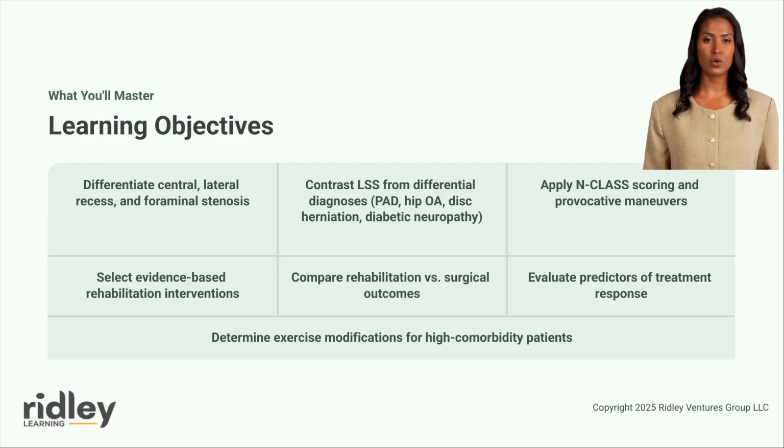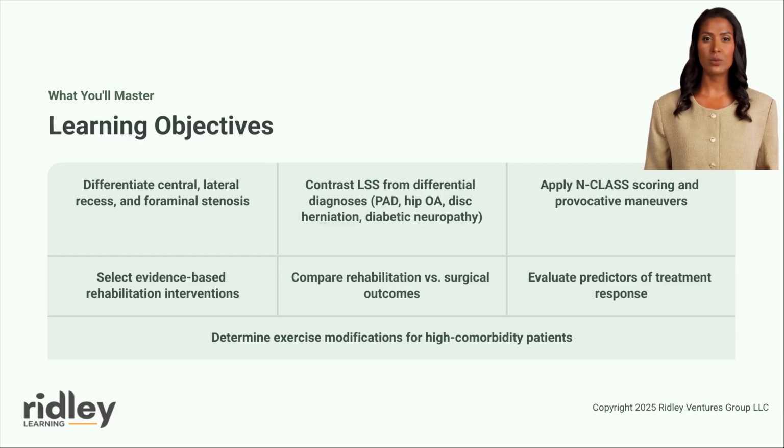Upon completion of this course, you will be able to accomplish 7 specific learning objectives. First, you will be able to differentiate between central canal stenosis, lateral recess stenosis, and foraminal stenosis based on anatomical location, pathoanatomical features, and characteristic clinical presentations. Second, you will be able to contrast lumbar spinal stenosis from key differential diagnoses, including peripheral artery disease, hip osteoarthritis, lumbar disc herniation, and diabetic peripheral neuropathy, using specific clinical features, physical examination findings, and diagnostic tests.